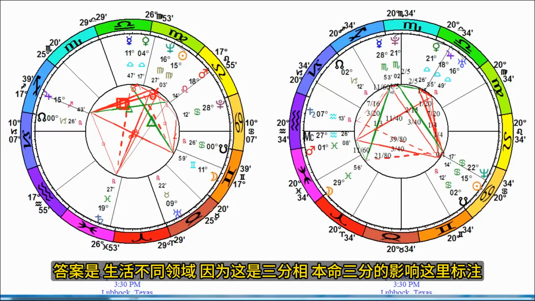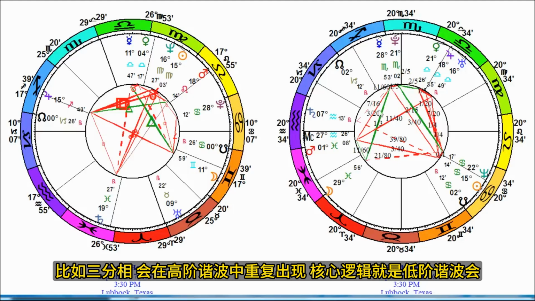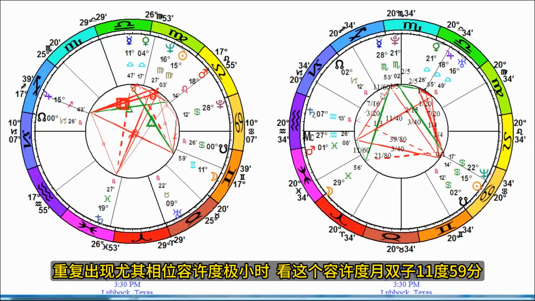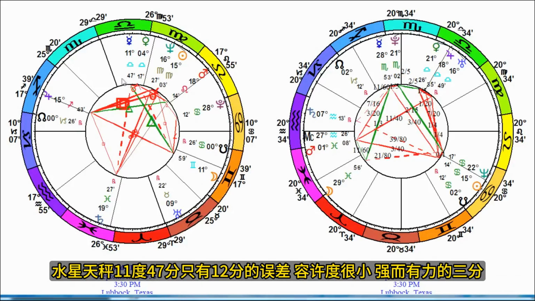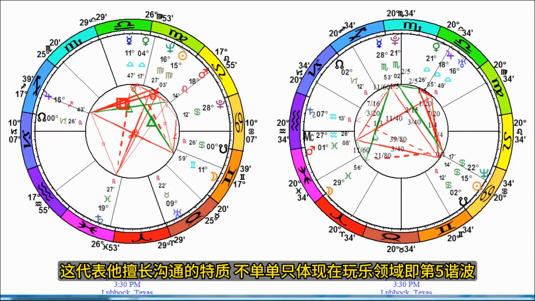Answer is lots of areas of life, because it's trine. It's not only in the natal chart. It says 1/3, and sure enough, there it is. So sometimes the aspect that's a lower harmonic, like a trine, gets repeated in higher harmonics. That's the idea. The lower harmonic can get repeated, and it gets repeated when the orb is very small. Look at this orb. The moon, 11 Gemini 59, Mercury, 11 Libra 47. It's only 12 minutes. It's a really strong trine, small orb. And when the orb is small, it tends to get repeated in other harmonics. And here it is repeating again.